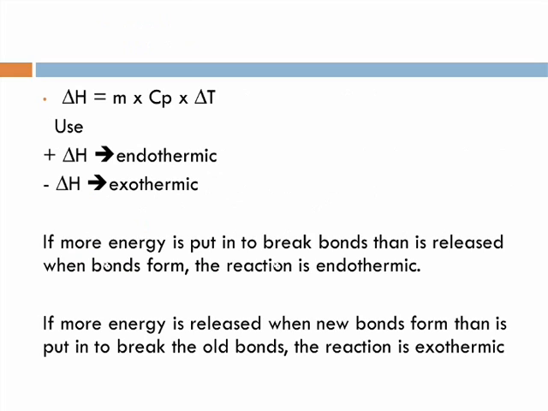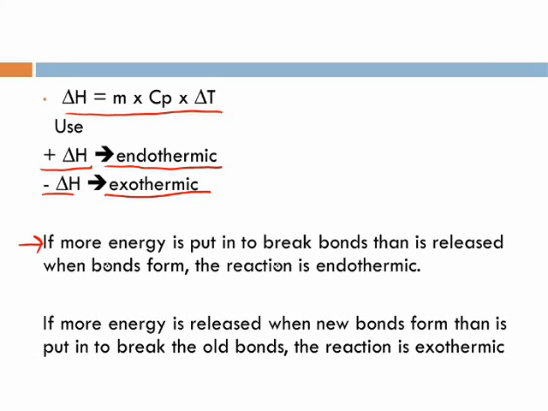So let's look at these. Same equation, Q equals mc delta T. We have delta H equals mc delta T. Now the key here is if we have a positive delta H, we have an endothermic reaction. If we have a negative delta H, we have an exothermic reaction, meaning it gave away heat. If it's endothermic, it absorbs heat.